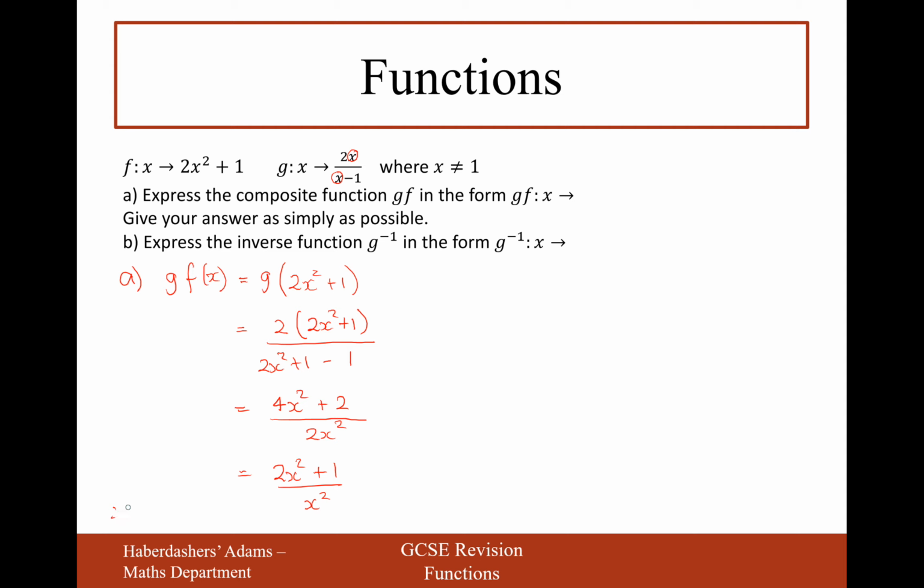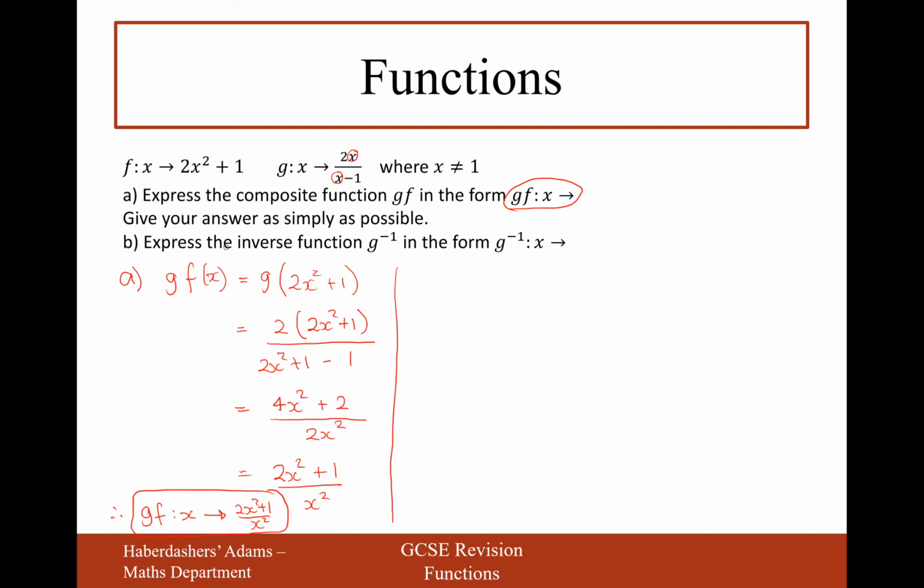So therefore, if we want to express it in this form here, it's going to be gf colon x towards 2x squared plus 1 over x squared. And there we are, that's the answer to this question written in the correct form that it asks for in the question.